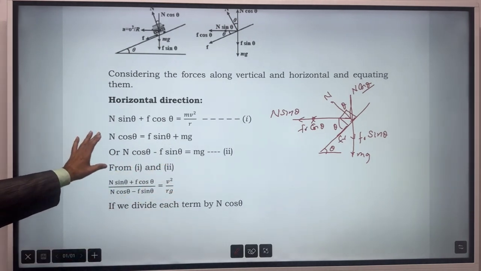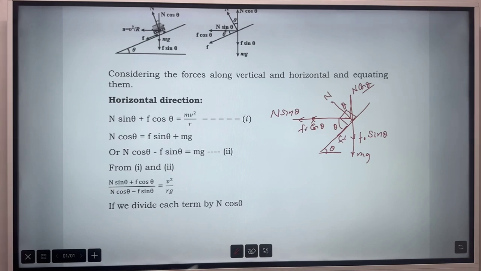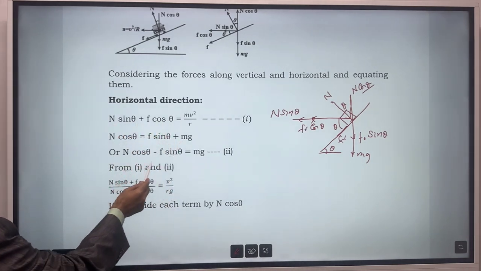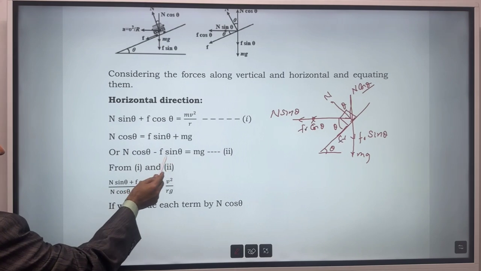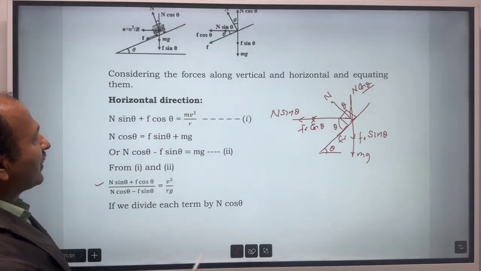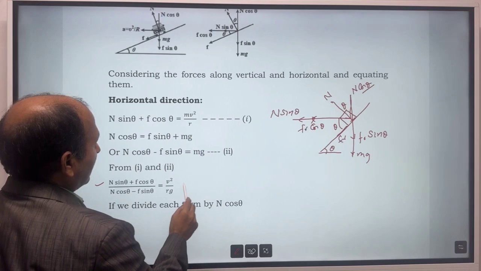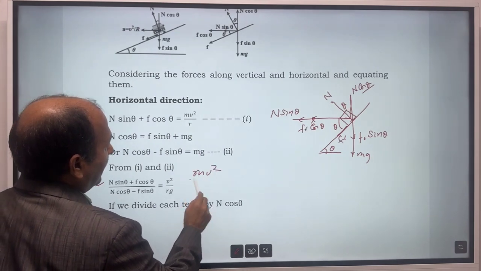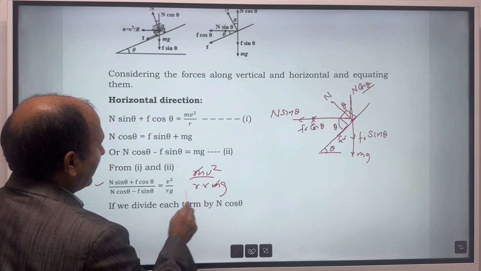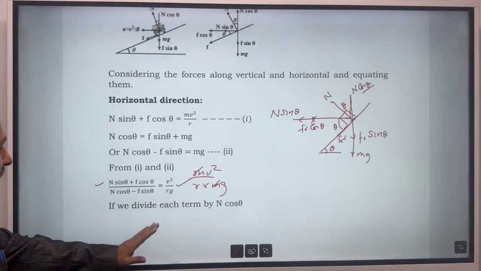Now, if we divide the two relations, what do we get? So here, N sin theta plus f cos theta divided by N cos theta minus f sin theta. So that is written here, and here mv square upon r divided by mg. So m will cancel out and v square upon rg will be left. So that is written here.